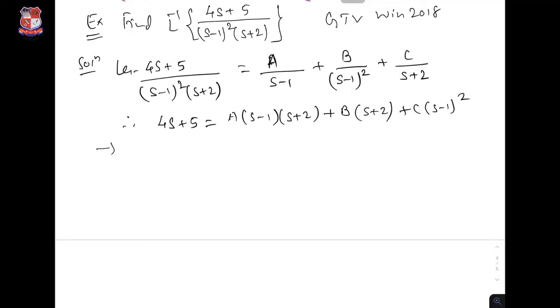Now here you can find out, say, suppose s is equal to 1, then this term is not there, this term is also not there, and you can find B. So then it is 4 into 1 plus 5 equals B(1 + 2). So this is 9 equals 3B, and therefore B equals 3.